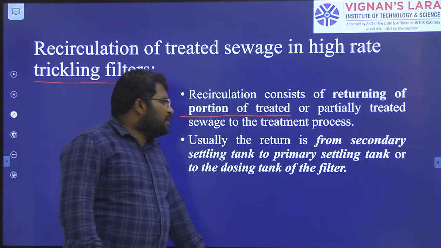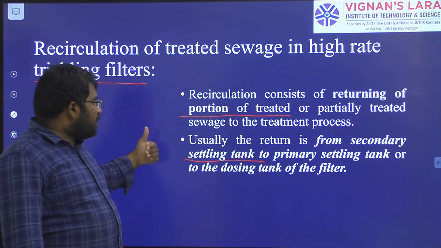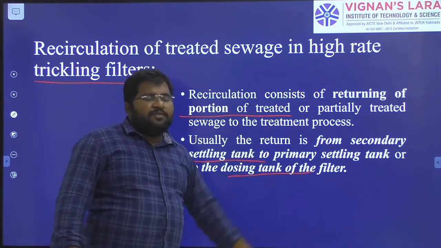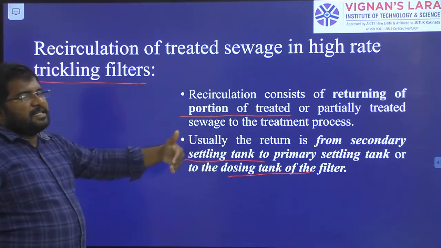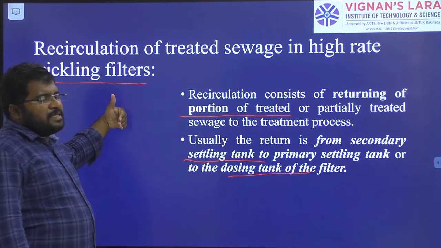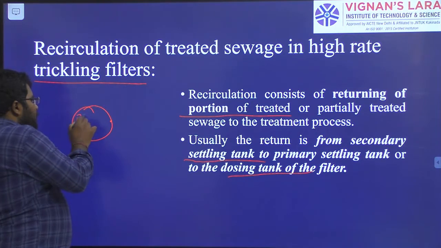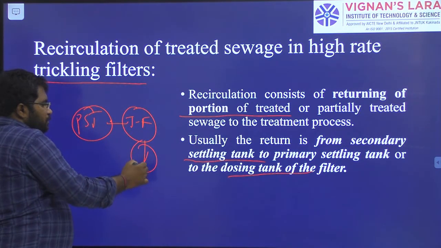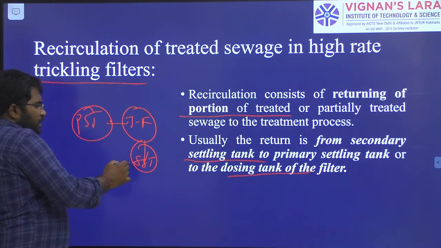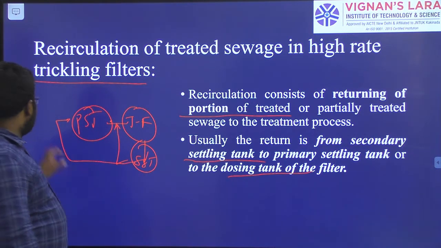Usually the return is from the secondary settling tank to the primary settling tank or to the dosing tank of the filter. So wherever you want, you can bring it back from the secondary sedimentation tank to the primary sedimentation tank or to the trickling filter. If you have the primary sedimentation tank, the trickling filter and the secondary sedimentation tank, from here it may be taken back to before the primary sedimentation tank, or it may be brought back to the trickling filter.